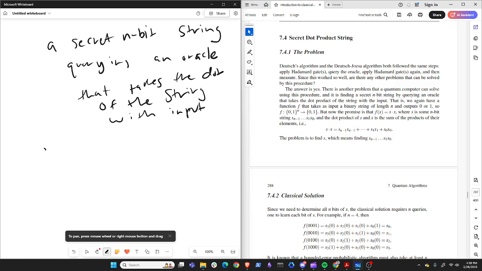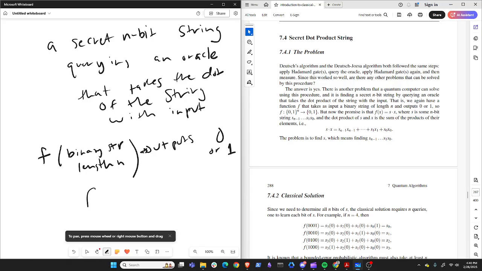we have a function f that takes in a binary string of length n and outputs 0 or 1. So as they do it here in this set notation, f maps to some 0 or 1, n times.